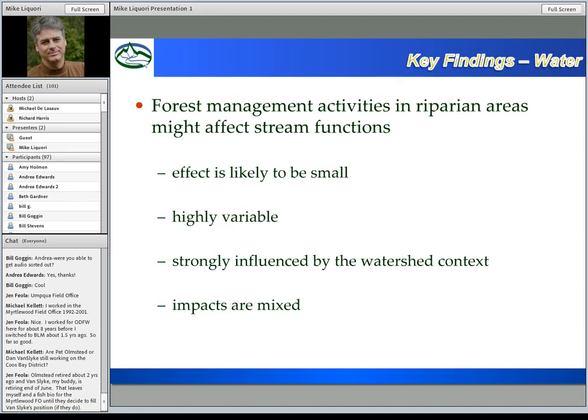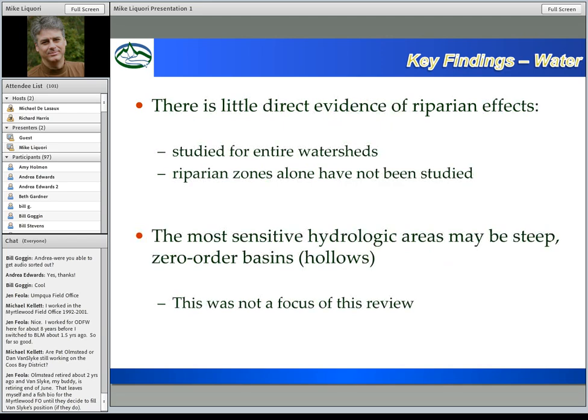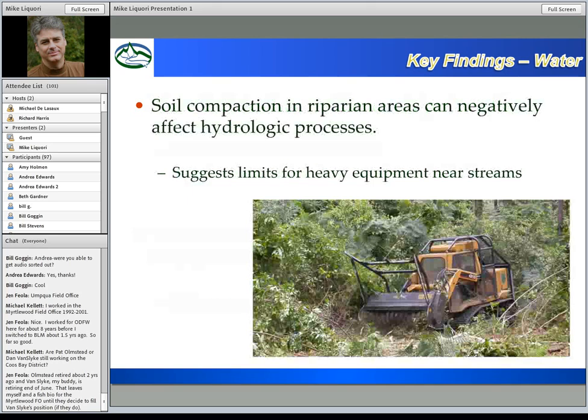They're likely to be highly variable. They're influenced by the watershed context, things like the watershed shape, orientation, composition, and the impacts are generally mixed. So there was little direct evidence of riparian effects, and the most sensitive hydrologic areas may be the steep zero-order basins, primarily because they may affect soil moisture and therefore the potential for spring development and or the potential for steep slope failure, but that was not a focus of the work that we've done to date.